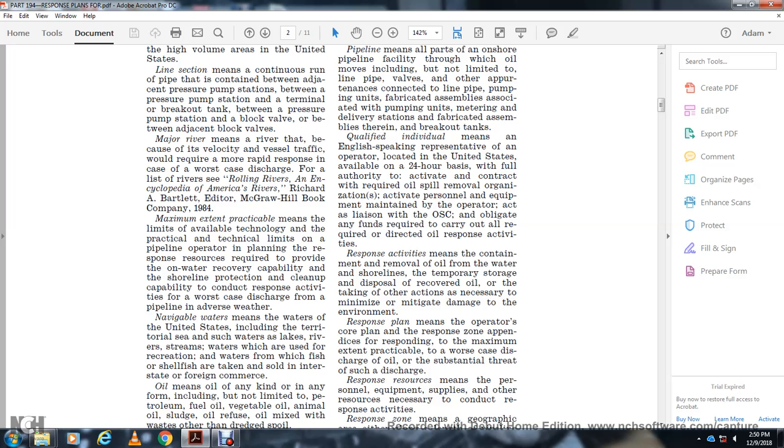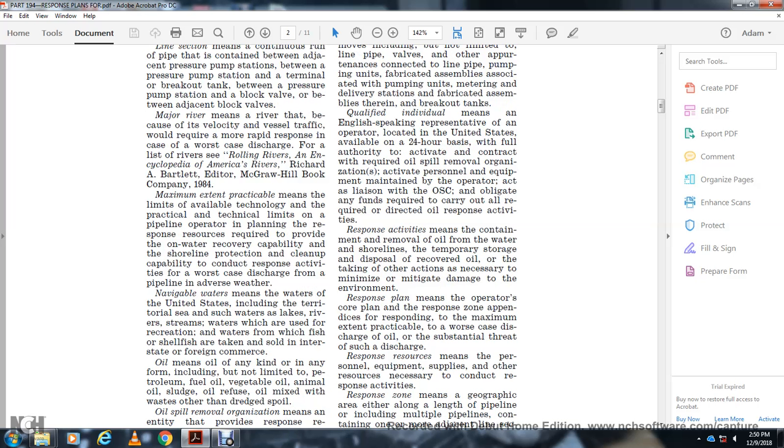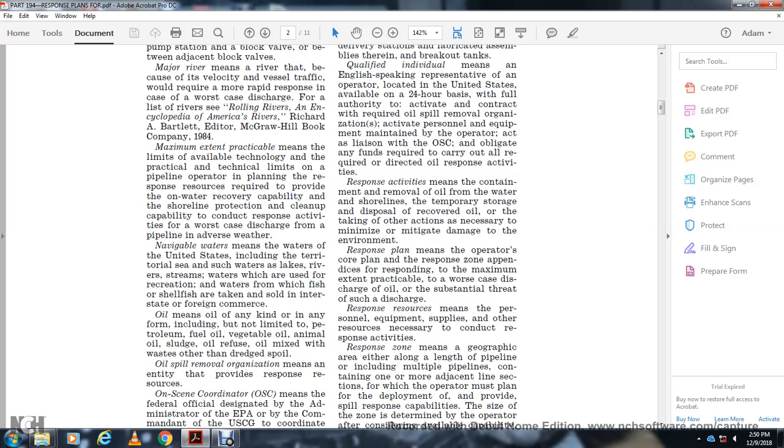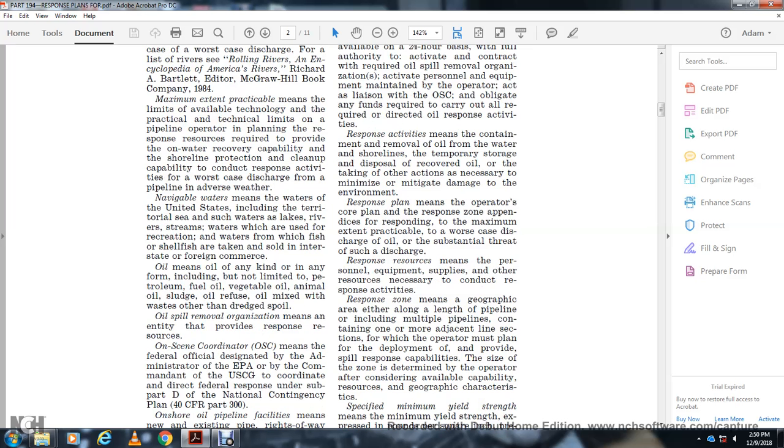Oil means oil of any kind or in any form, including but not limited to petroleum, fuel oil, vegetable oil, sludge, and oil refuse, other than spoil. Oil spill removal organization means an entity that provides response resources. On-scene coordinator means the federal official designated by the Administrator of the Environmental Protection Agency or the Commandant of the U.S.